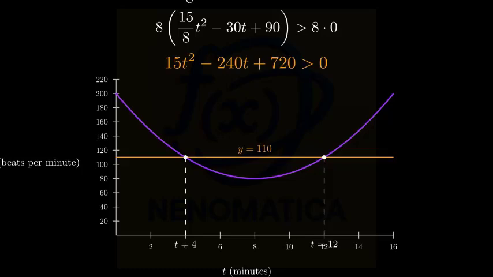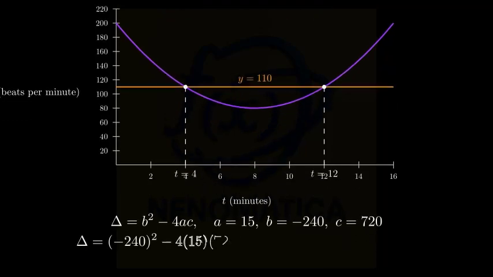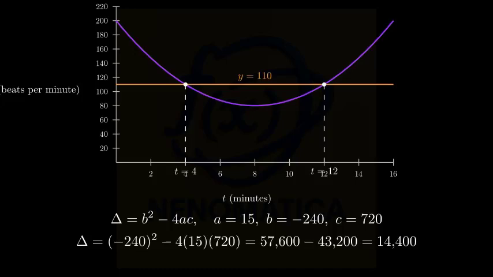Now, let's solve the quadratic inequality precisely. Compute the discriminant. Delta equals b squared minus 4ac. Here a is 15, b is negative 240, and c is 720. That gives delta equals 57,600 minus 43,200, which is 14,400.